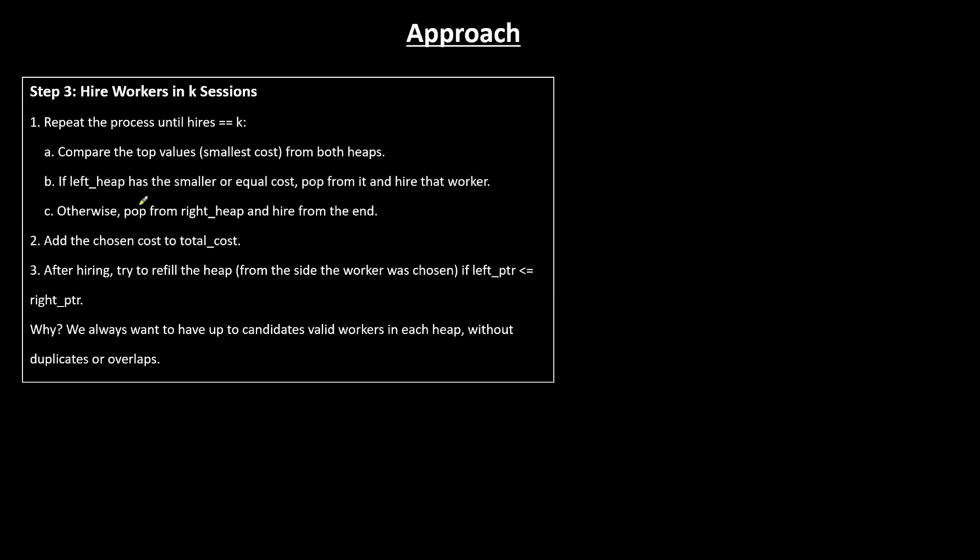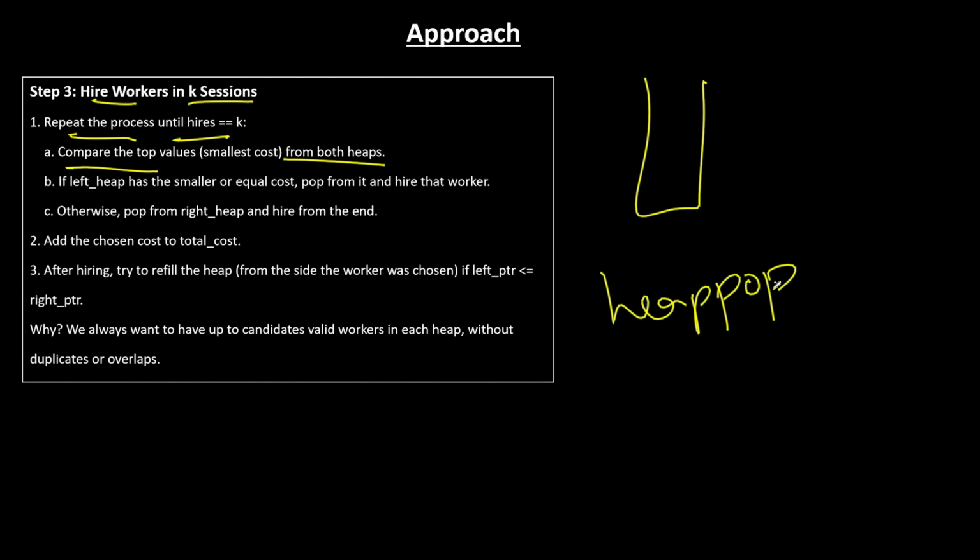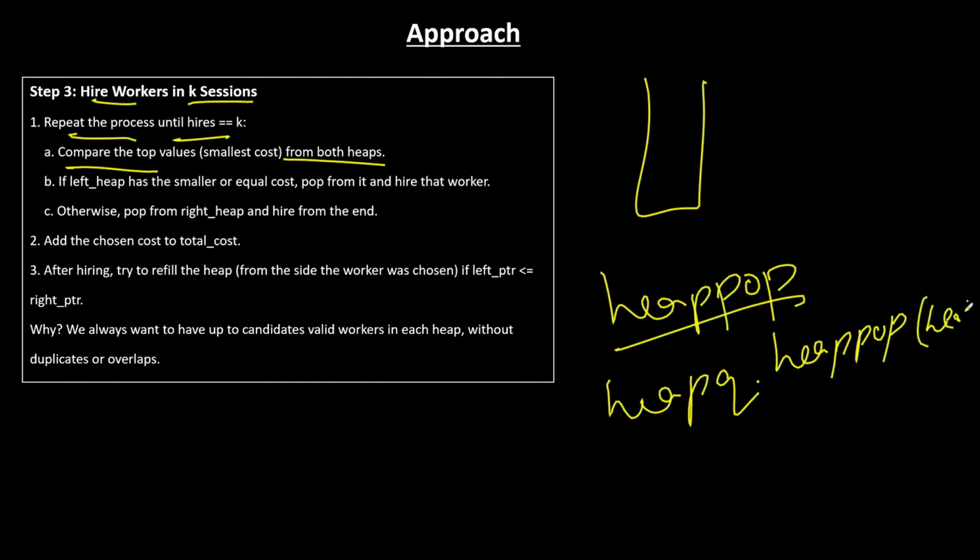Now after doing this, we hire workers in k sessions, right? We repeat the process until hires becomes k, like the while loop which I showed you earlier. Now we compare the top values from both the heaps. What do we do? We do a heap pop. Basically, we use the heappop method of heapq, heapq dot heappop, and then we write the heap name here. So we pop the values this way from both of the heaps, left and right.